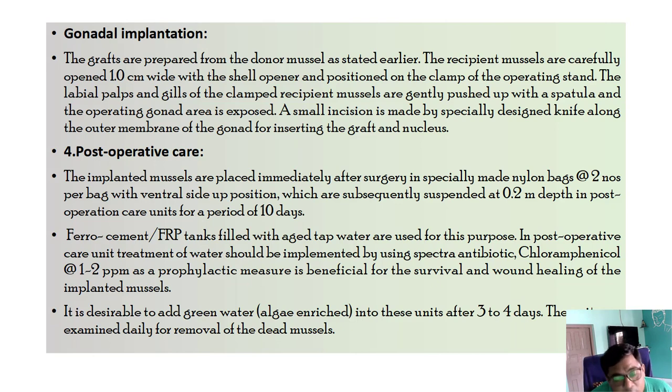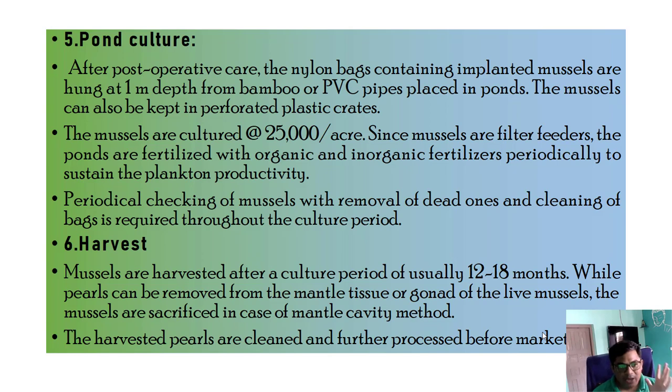It contains more algae, so into this unit after 2 to 4 days, the units are examined daily for removal of the dead mussels. If you find any dead mussel in the particular units, then you should remove the dead mussel quickly. Now the pond culture.